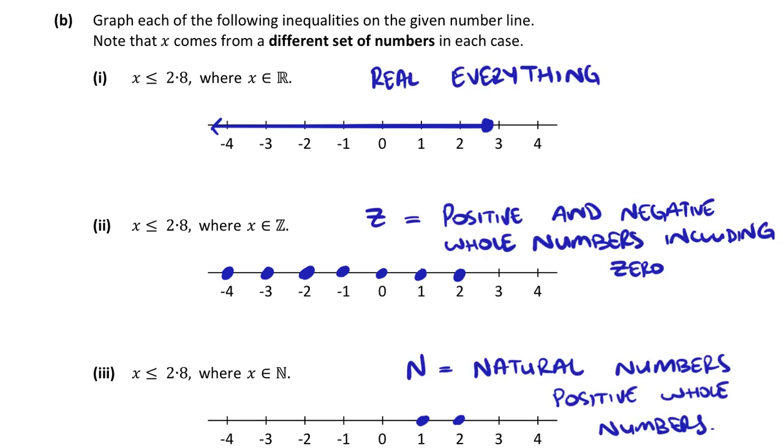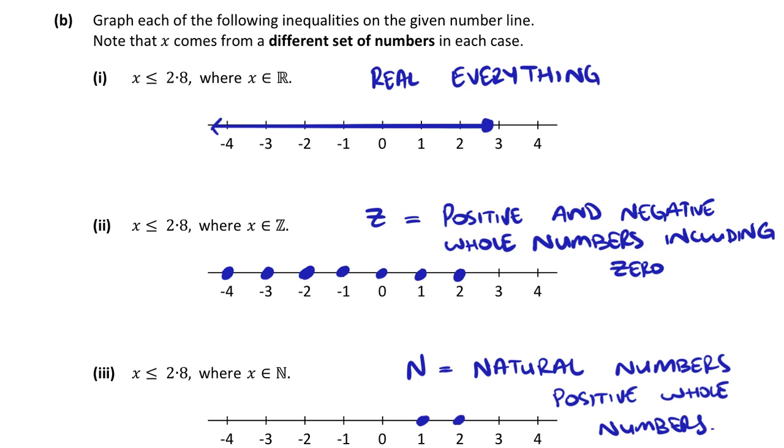So B part 1 says x is less than or equal to 2.8. Now, when you're dealing with inequalities, always think of the crocodile. The crocodile always eats the bigger number. So in this case, we're saying that x is going to be less than or equal to 2.8. It says that x is an element of R, so that means it's going to be a real number.